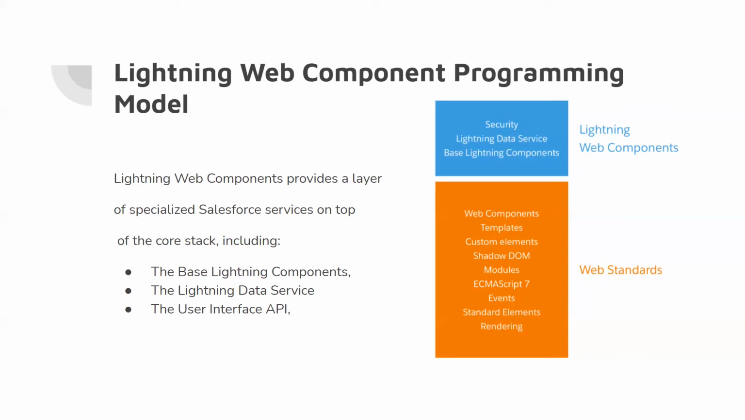The base Lightning element, which consists of over 70 UI components, all built as custom elements. The Lightning Data Service, which provides declarative access to Salesforce data and metadata, caching, and data synchronization. The User Interface API, the underlying service that makes base elements and the Lightning Data Service metadata aware, leading to substantial productivity gains.